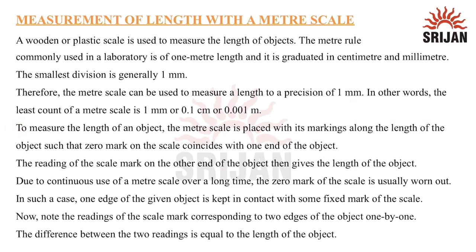Now, to measure the length of an object, the meter scale is placed with its marking along the length of the object such that the zero mark on the scale coincides with one end of the object. Now, the reading of the scale mark on the other end of the object then gives the length of the object. Due to continuous use of meter scale over a long time, the zero mark on the scale is usually worn out. In such cases, one edge of a given object is kept in contact with some fixed mark on the scale. Now note the reading of the scale mark corresponding to the two edges of the object one by one. Now the difference between the two readings is equal to the length of the object.